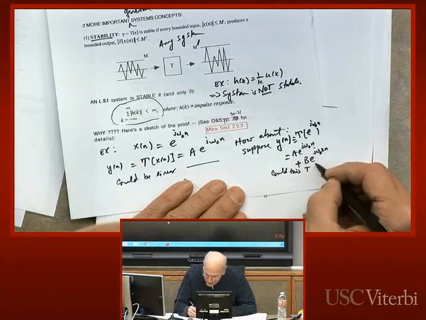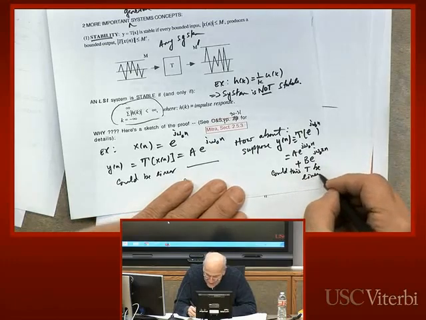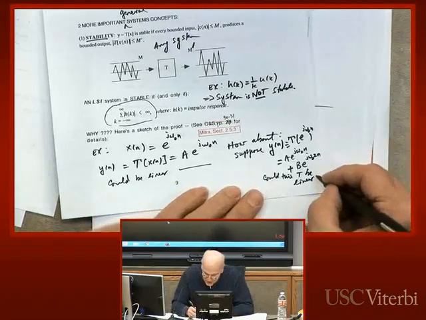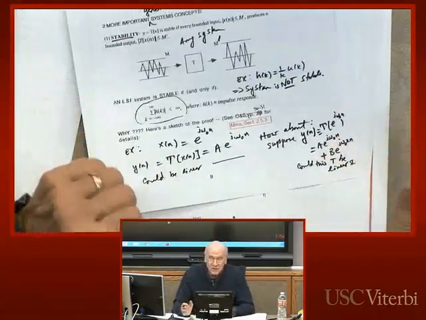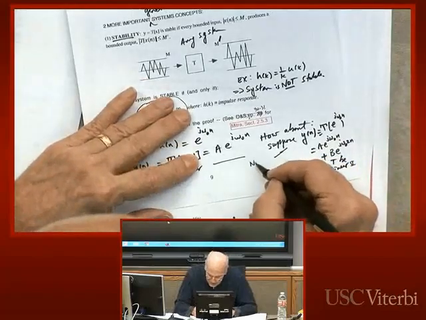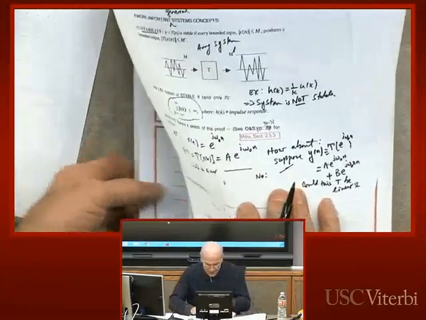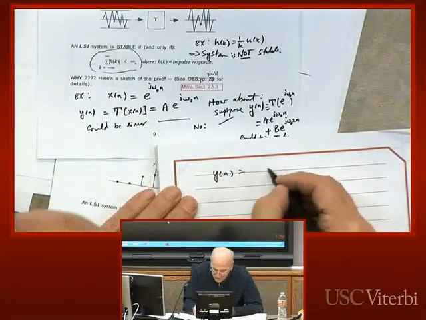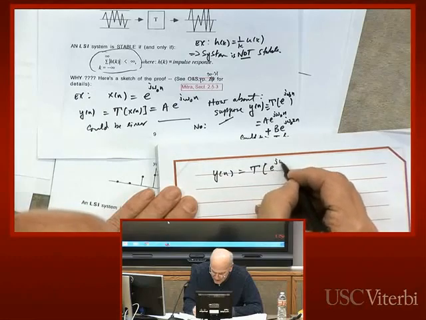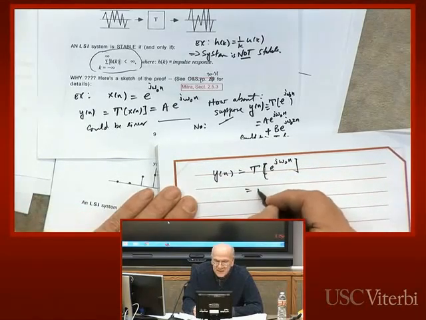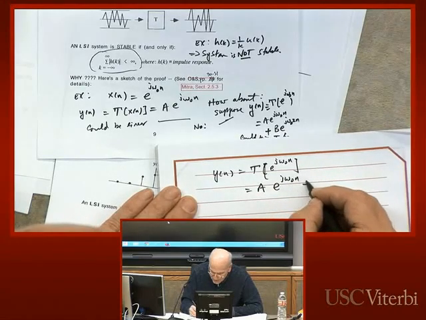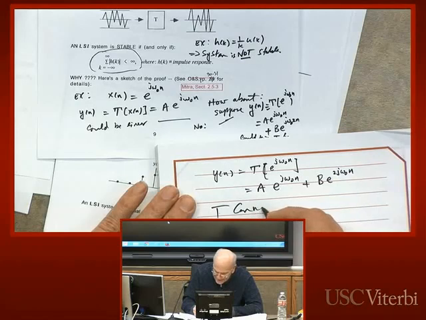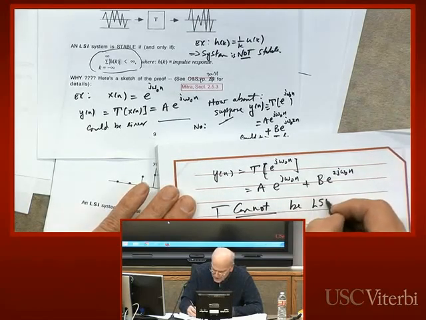That's a question. Like I said, I had it on an exam a long time ago. And it could be linear shift invariant, I should say. And the answer, surprisingly, is no. The answer is no. So let me get another piece of paper here. So for this example, y of n equals T of e to the j omega naught n, and I'm saying that's equal to A e to the j omega naught n plus B e to the 2j omega naught n. T cannot be linear shift invariant.